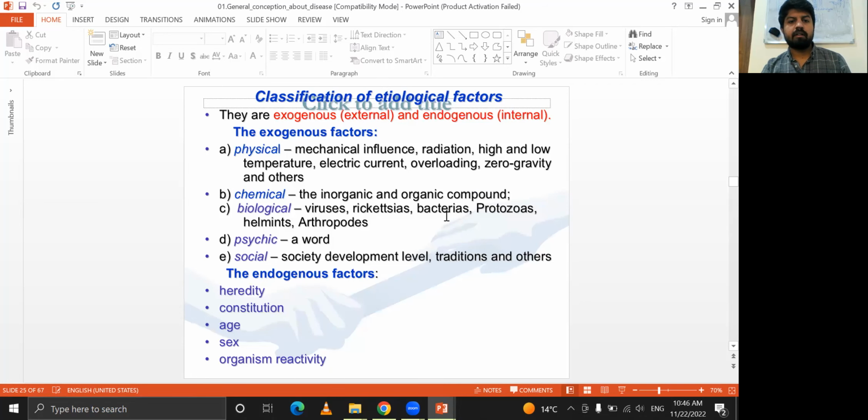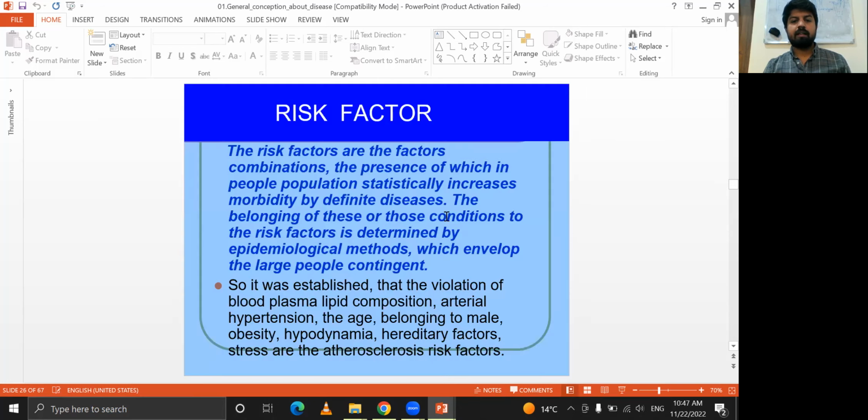So the classification of the etiology factors is the exogenous factors, like physical factor, chemical factor, biological factor, psychic factor, social factor, and the endogenous factors. Endogenous factors include the factors in the body, like hereditary, constitution, age, sex, organism reactivity. Exogenous means outside, like physical, chemical. Physical means the mechanical influence, radiation, high and low temperature, etc. The chemical means inorganic and organic compounds. Biological means the viruses, bacteria, protozoa, all the things. Psychic means a word and any kind of thing which the patient is suffering about. And the social development level, tradition, and others. So simple as that.